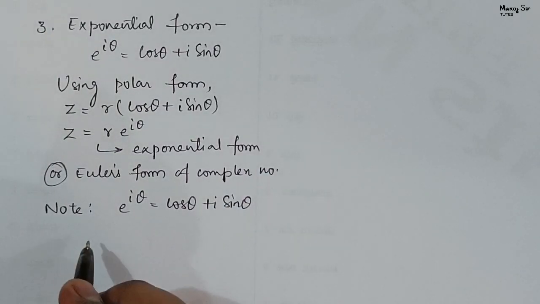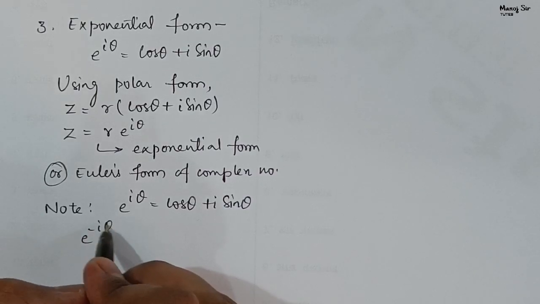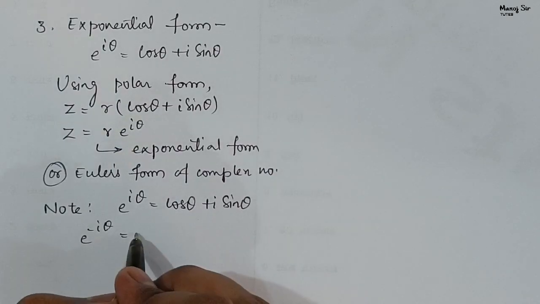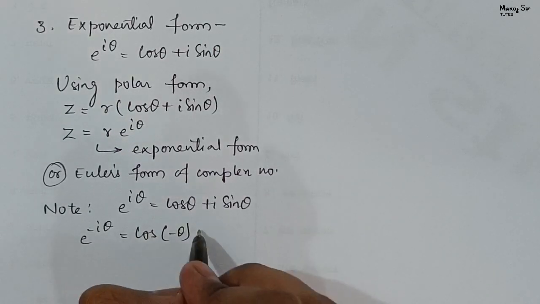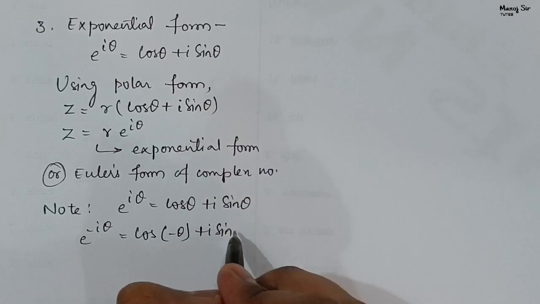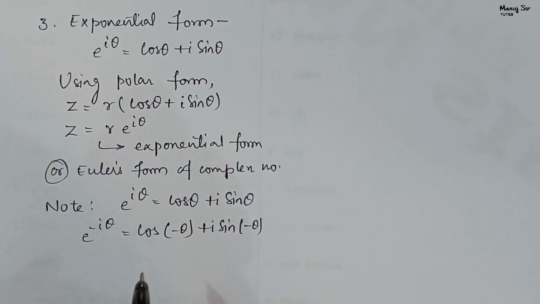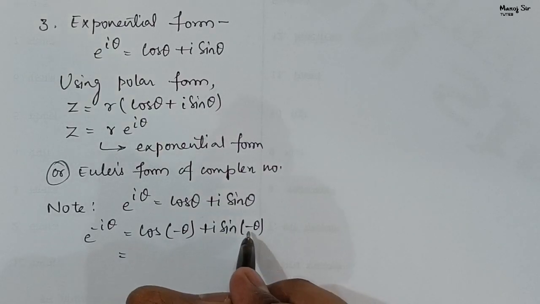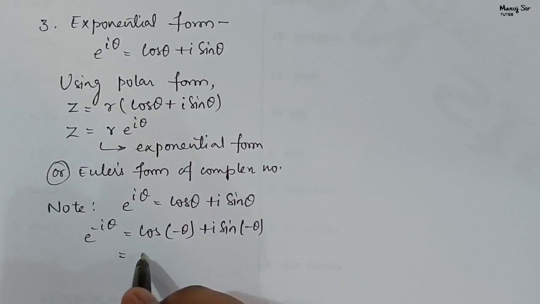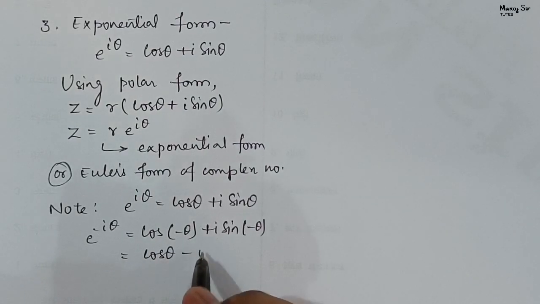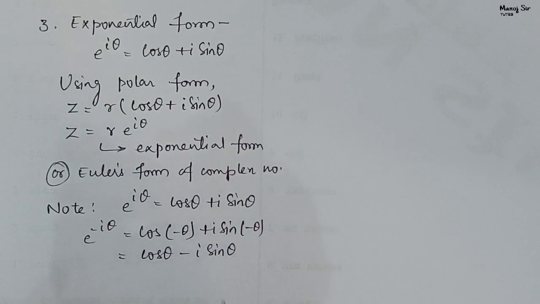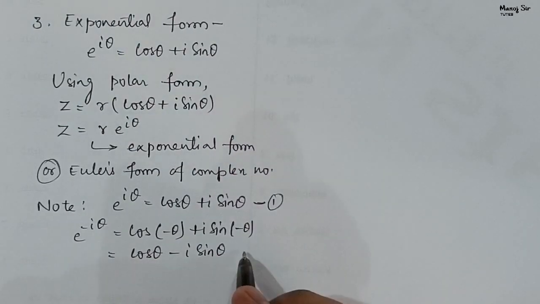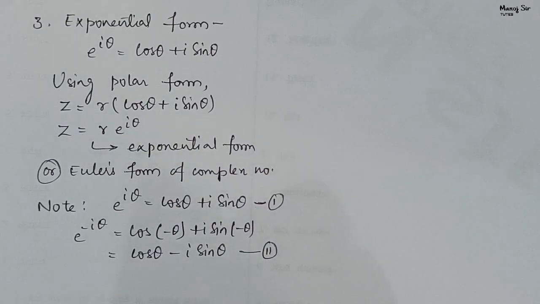Suppose you want to find e to the power minus I theta. In that case, in place of theta we will put minus theta. So cos of minus theta plus I sine of minus theta. Now we know cos of minus theta is cos theta and sine of minus theta is minus sine theta. So this is cos theta minus I sine theta. Suppose this is equation 1 and this is equation 2.